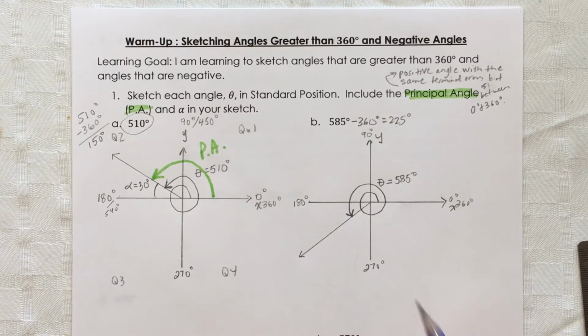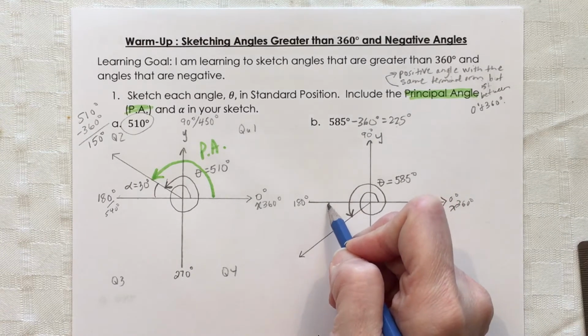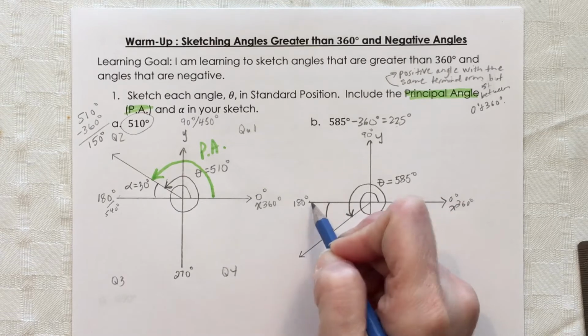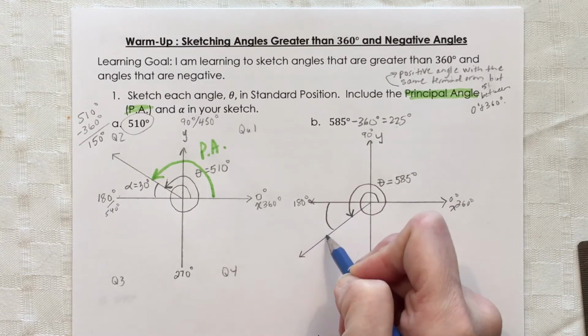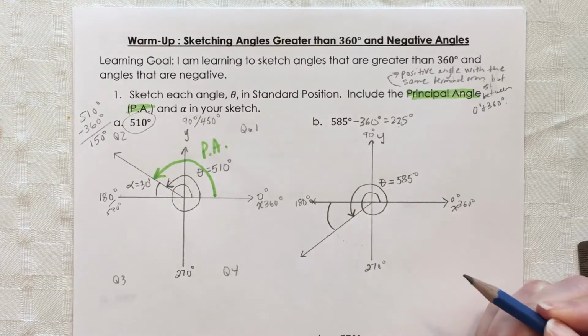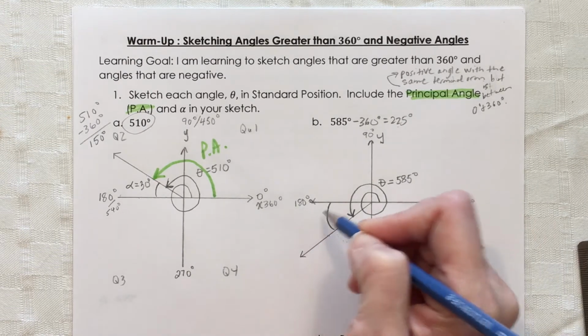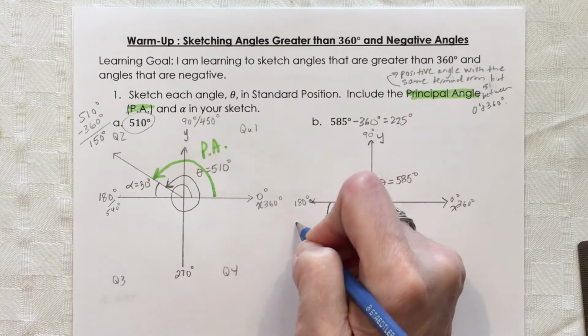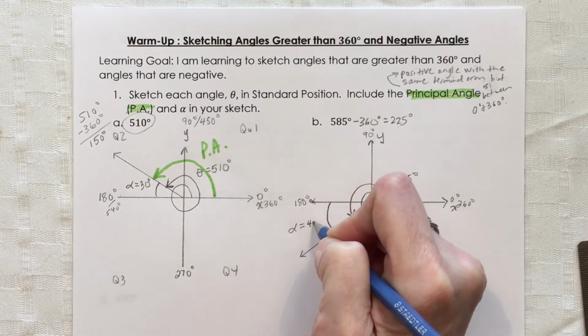Now alpha is always between, so it doesn't have an arrow on it, it's always between the x-axis, which is here, and the terminal arm, which is here. So we figured out that this was 45, but that's not alpha, but there's 90 degrees in a quadrant, so alpha is also 45 degrees in this case.